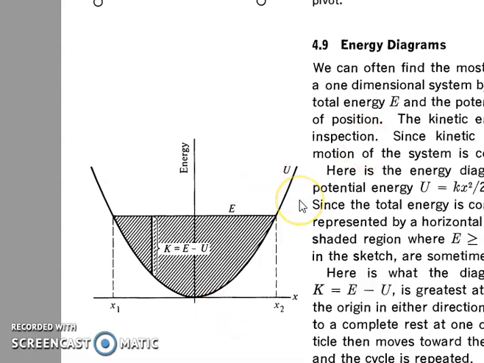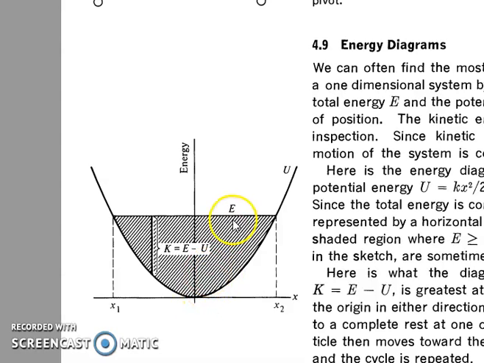This is the case of the harmonic oscillator. A harmonic oscillator means simple harmonic motion, where potential energy is half kx squared and the total energy is a constant. Conservative force is there, and that is the reason why total energy is a constant. So this line represents total energy. Potential energy is represented by the parabola, half kx squared, so we get one parabola with its vertex at the origin.